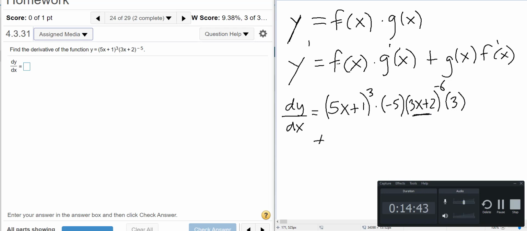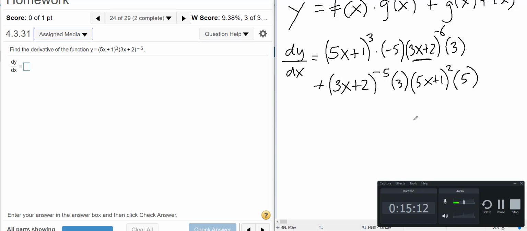Plus the second one, times the derivative of the first one. 3 is a power. 5x plus 1. Reduce the power by 1. That makes it a 2. Derivative of what's inside there is a 5.